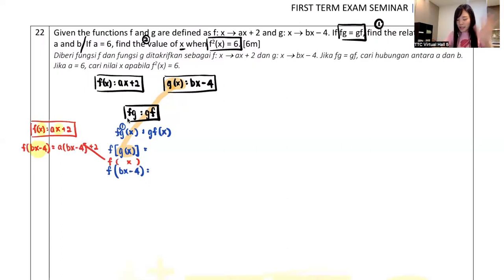So this left hand side, I left a bracket bx minus 4 plus 2. So if I expand it, it will become abx minus 4a plus 2. Okay, I think my left side done. Let's do my right side.